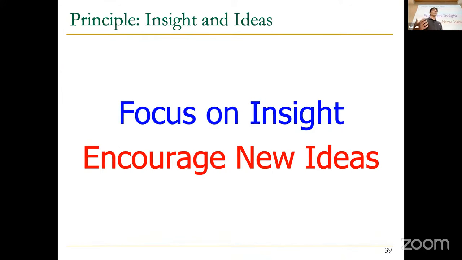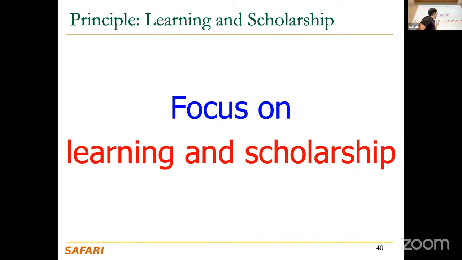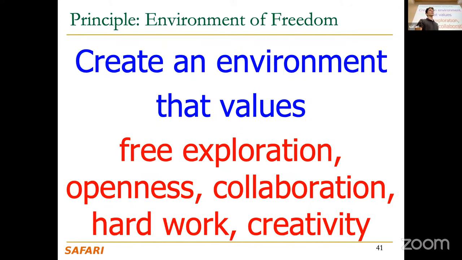We're going to try to encourage you to focus on insight and on developing new ideas in this course. That's key to doing research and to being efficient at learning as well. And this is where you have to focus on learning and on scholarship. From our side, we will try to create an environment that values free exploration, openness, collaboration, hard work, and creativity. And you're going to have many opportunities in the course.